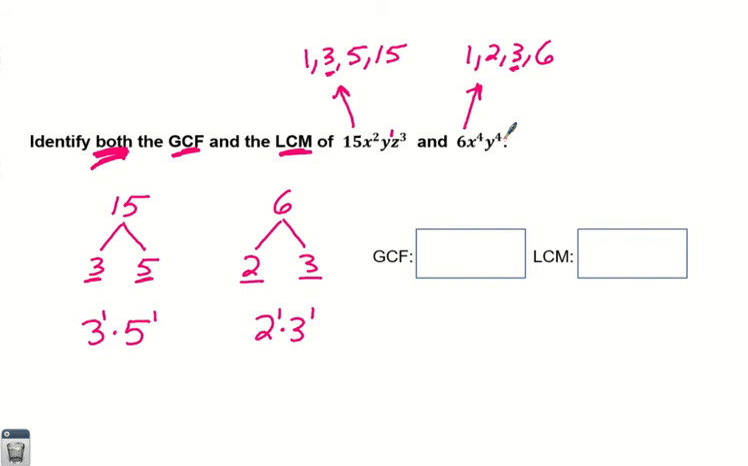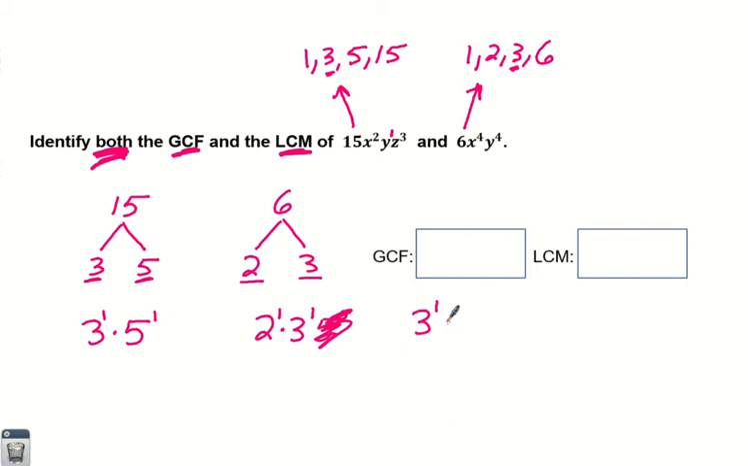But you can also do it with these numbers. So when we compare the 3's, we have 3 to the first and 3 to the first. Which one's going to go in the GCF? 3 to the first will. Now we got to compare the 5's. This one has 5 to the first. This one has no 5 at all, which is technically 5 to the 0. But you don't really need to write that. So which one's smaller? Well, no 5 at all. So no 5 at all goes in the GCF.